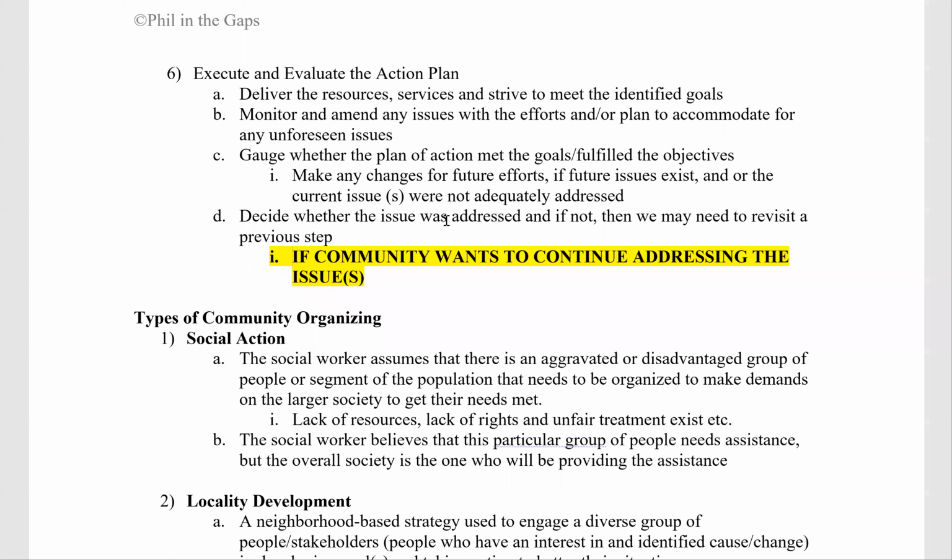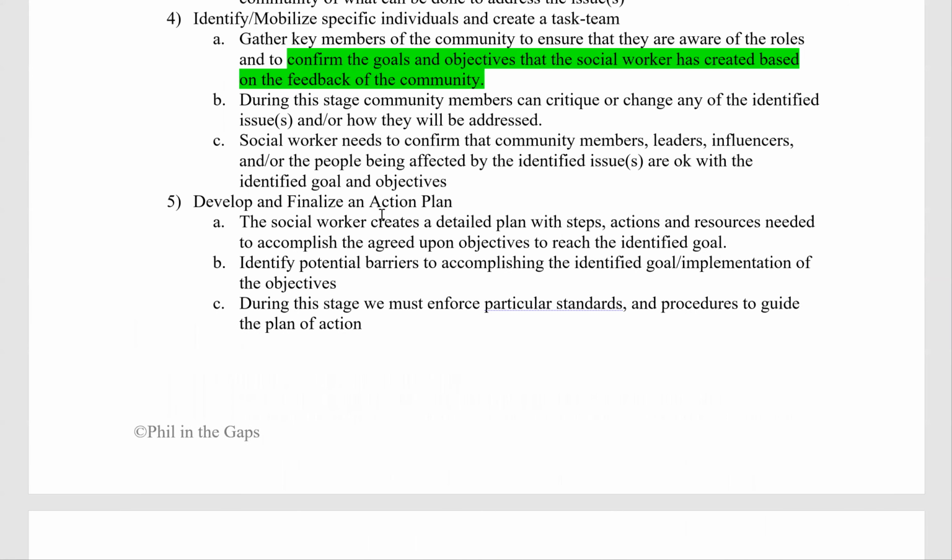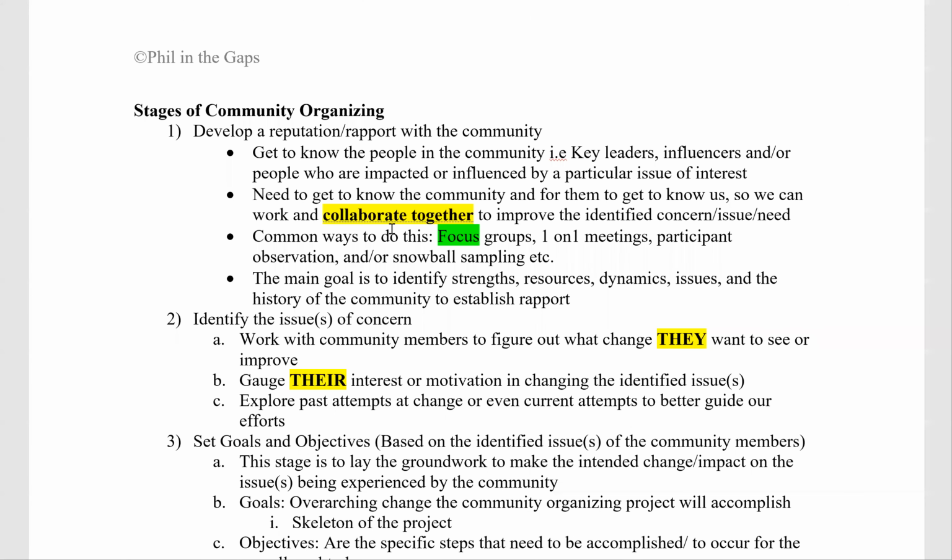So let's have a quick review of all the different steps to kind of solidify it. I'll provide an example as I go through each one to kind of bring it all together. So the first step is to develop reputation and rapport with the community. And this can be done in multiple different ways. So for those that know, I kind of followed these steps indirectly as I developed Fill in the Gaps, which is helping people pass the exam.